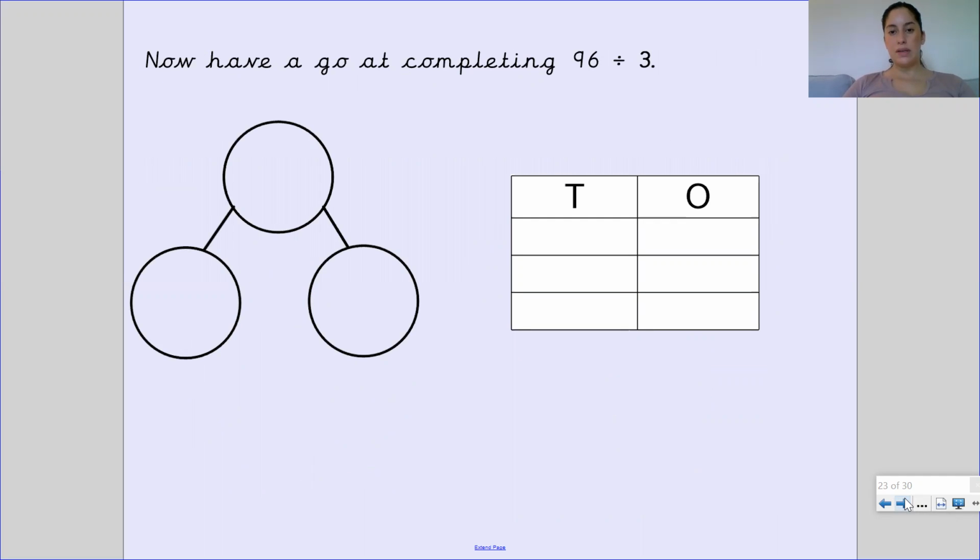Now, on your scrap piece of paper, can you have a go at completing this calculation? 96 divided by 3. First, put it in a part-whole model. Then partition it into tens and ones, which would go here, and have a go at representing this pictorially to find the answer. Play the video when you're ready.